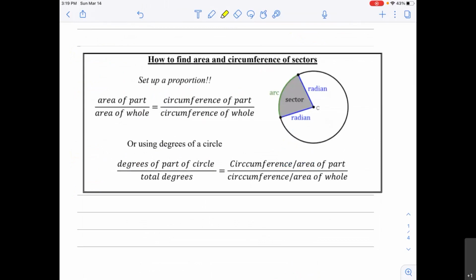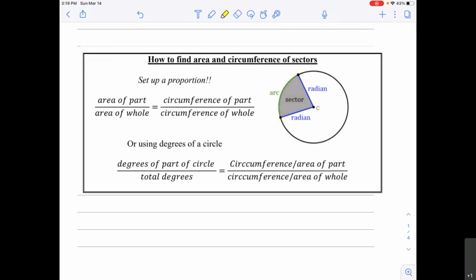So this picture here shows how we're going to be finding arc length and sector area, and it's going to be with a proportion. The arc of a circle is a piece of the circumference. And then a sector is this pie-shaped area made when we put a dot in the center and then draw lines out to the circumference. Here we can see the picture where we have the arc on the edge. That's like the crust of a piece of pie. And then the sector is the rest of the pie, the filling of the pie.